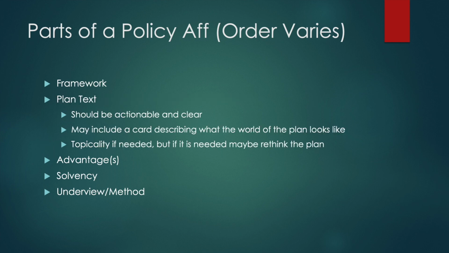The next part is the plan text. The plan text should be actionable and clear. It may include a card describing what the world of the plan looks like. So if your plan includes something jargony like implementing section 5A, subpoint C of the UN Treaty on blah, blah, blah, then you might want to have a card explaining what that is.